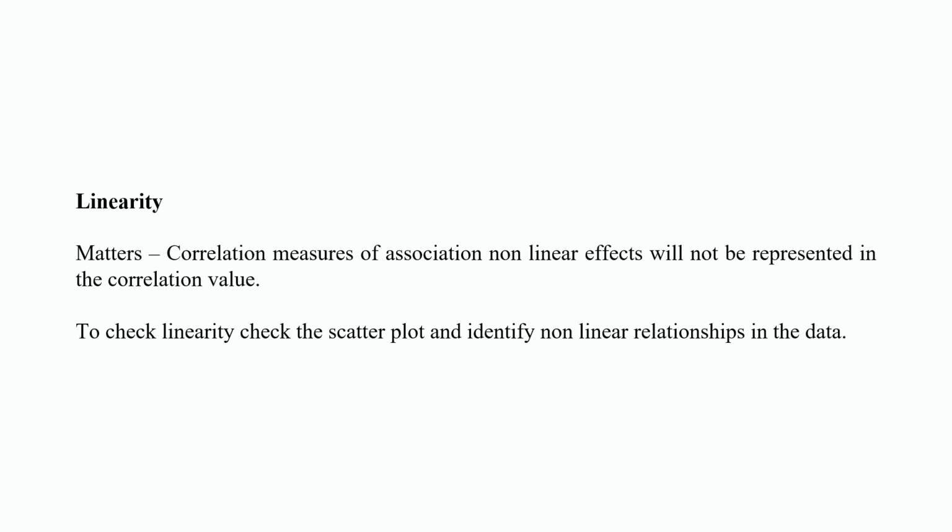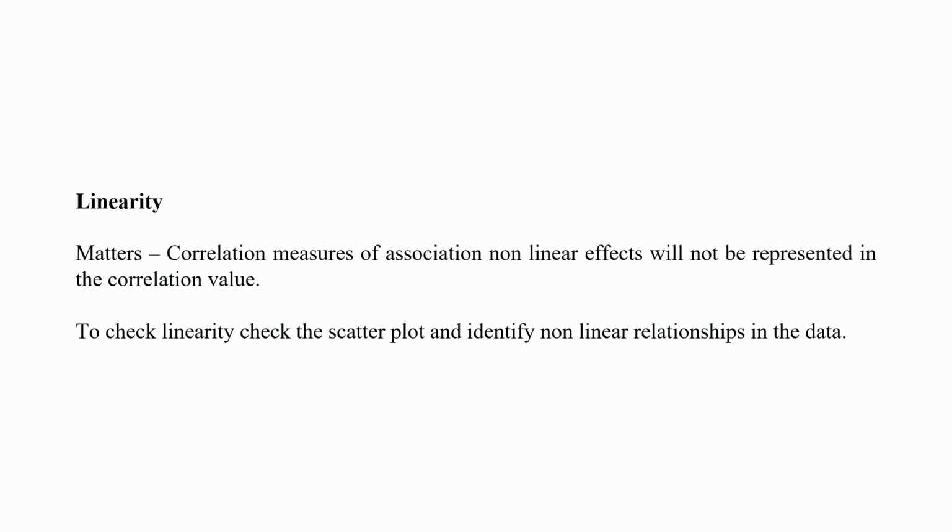The next aspect that we will be covering here is linearity. If you have metric variables and you want to check the correlation, the measure of association between two variables, it should normally fall close to a diagonal line between the x and y axis. So linearity means straight line.